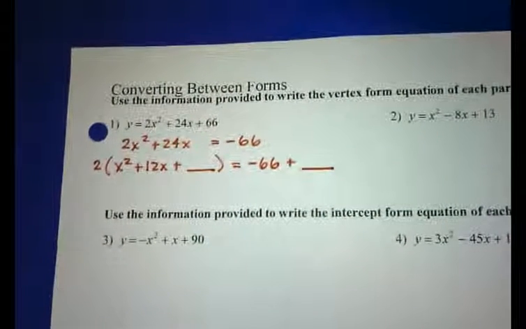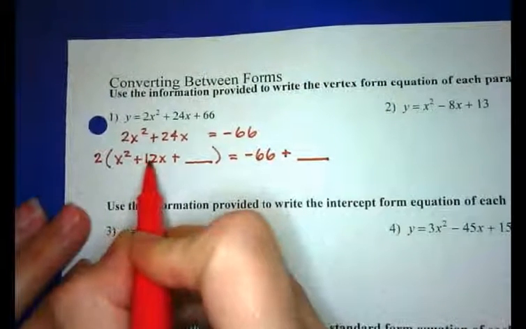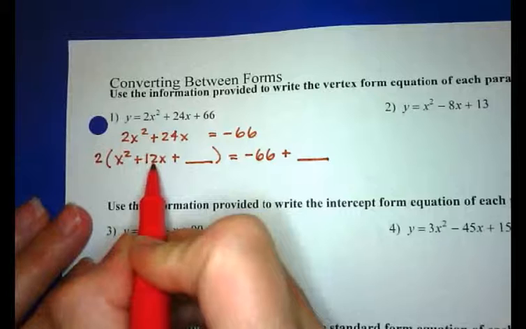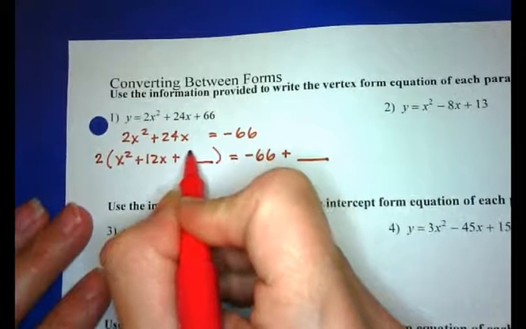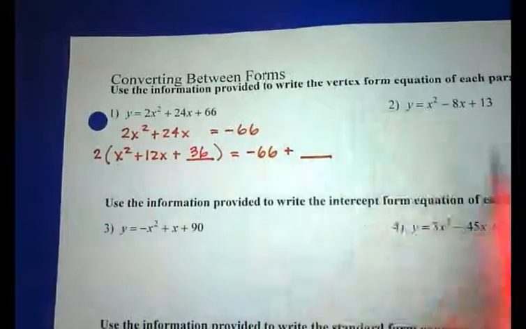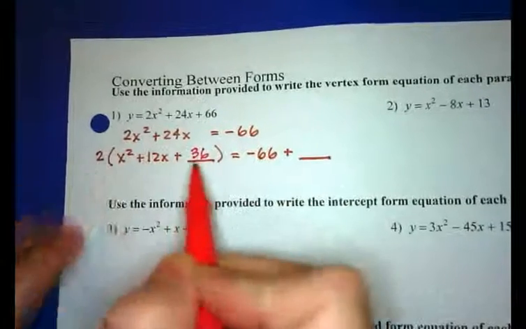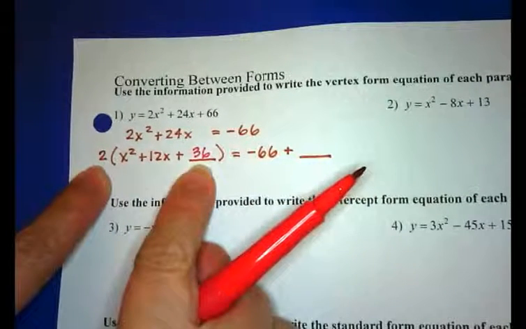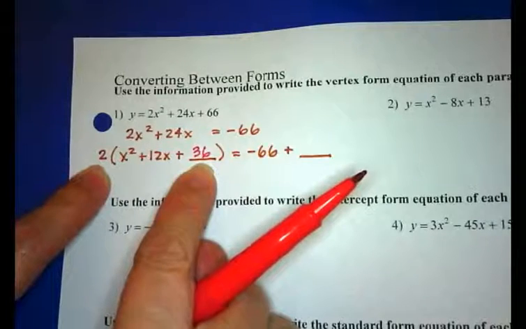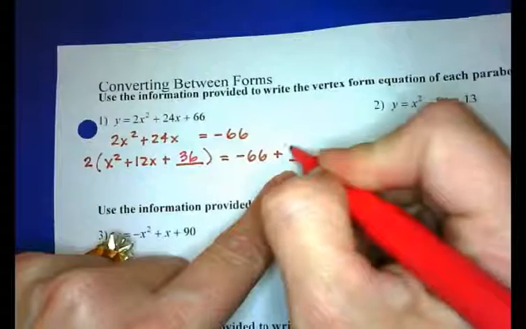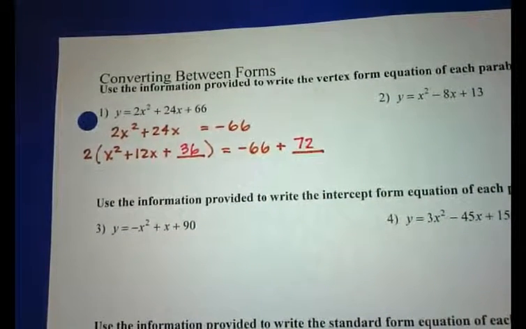Alright, so now what we need to do is figure out what number goes in this spot here. So the deal is when we complete the square, we take half of this middle number and square it. So half of 12x would be 6. If we square that, we would get 36. Now, before we jump over here and add 36, we need to remember that this 36 is going to have a 2 distributed with it. So it's not really going to be 36, it's really going to be 72. So that's what we want to add and subtract onto both sides.